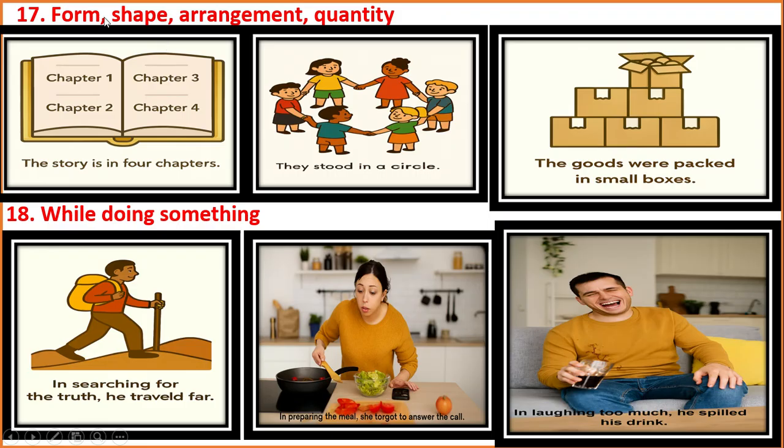Now, form, shape, arrangement, quantity. Now look here: form, shape. The story is in four chapters. This is the storybook and this story has four chapters. Now, they stood in a circle. Now, shape. These boys and girls stood in a circle. The goods were packed in small boxes. Now look here. The goods are packed here in small boxes.